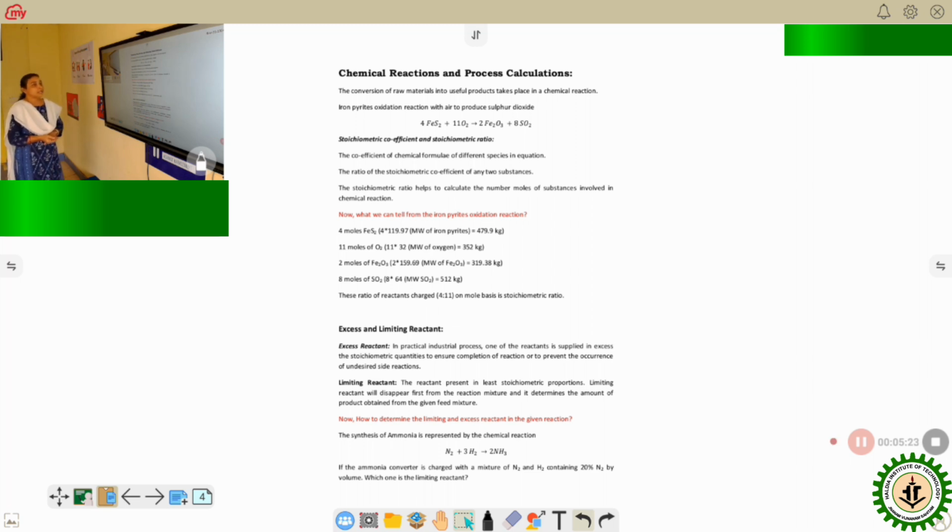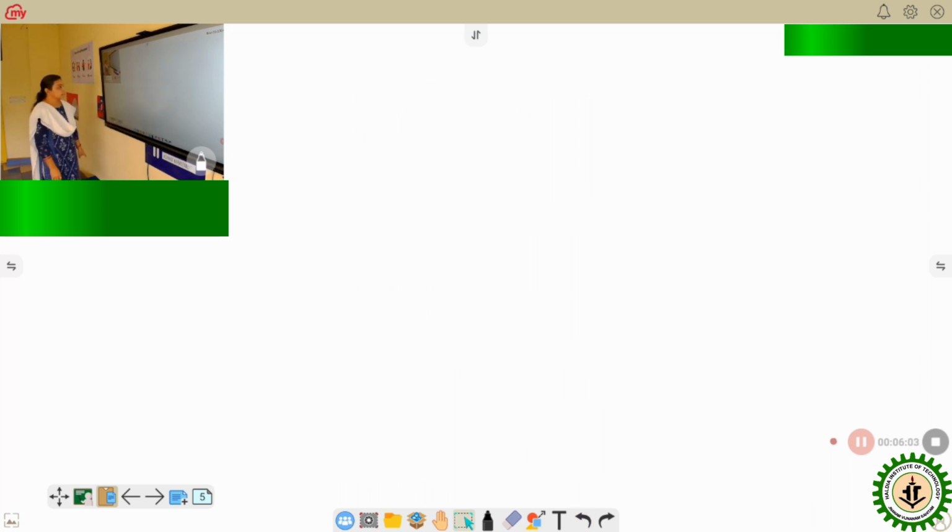Now, how do we determine the limiting reactant and excess reactant in a given reaction? Consider the synthesis of ammonia, represented by the chemical reaction N2 plus 3 H2 gives 2 NH3. Suppose an ammonia converter is charged with a mixture of nitrogen and hydrogen containing 20% nitrogen by volume. Which one is the limiting reactant? So you have to find the limiting reactant.